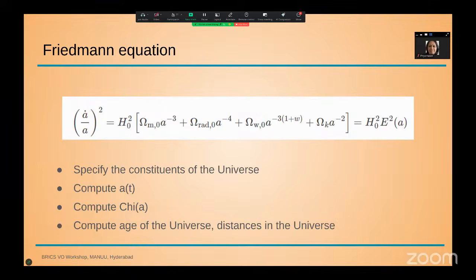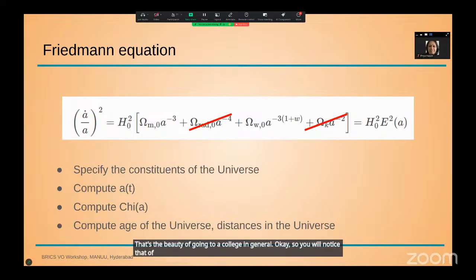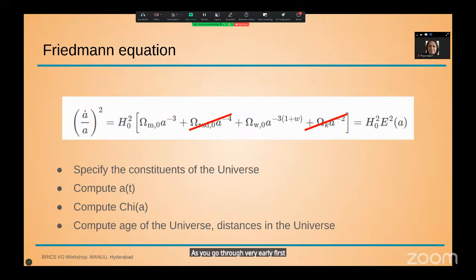That's the beauty of doing cosmology in general. Okay, so you will notice that oftentimes this is assumed to be 0, because for nearby observations you don't need to worry about radiation. This is an extremely small number. As you go to the very early universe, you have to worry. For the moment, we'll just ignore it.